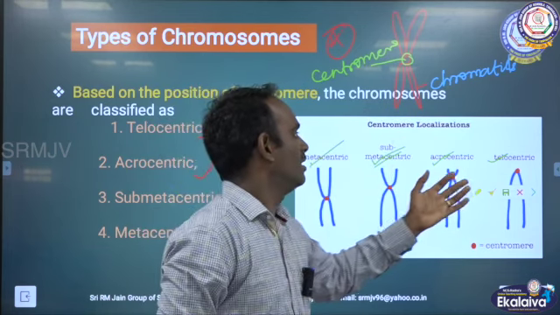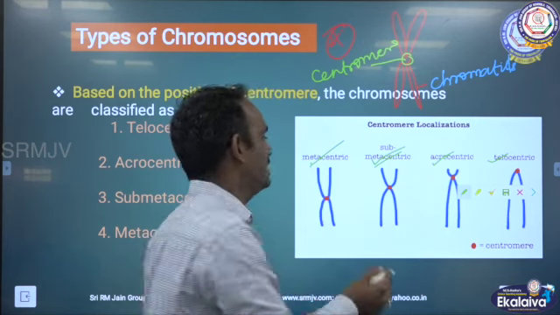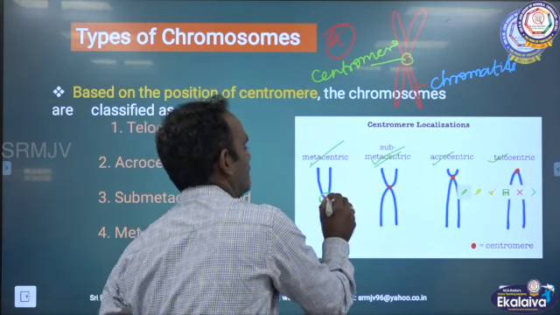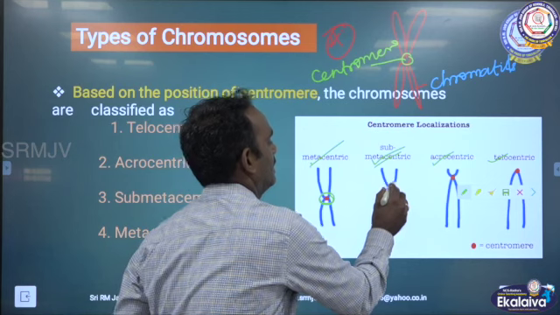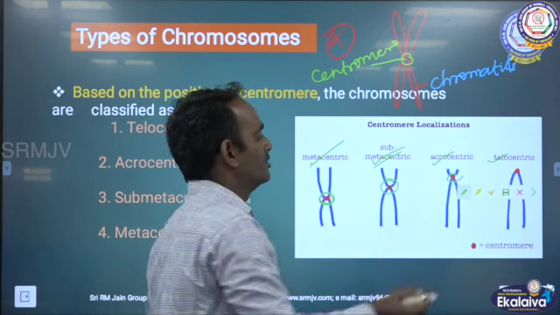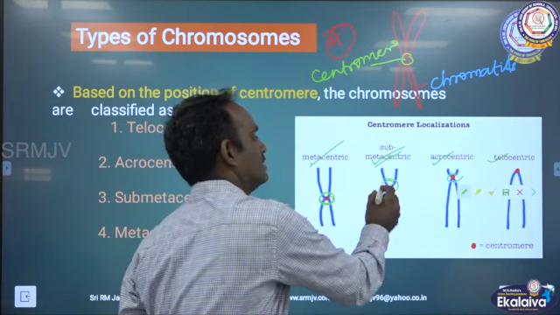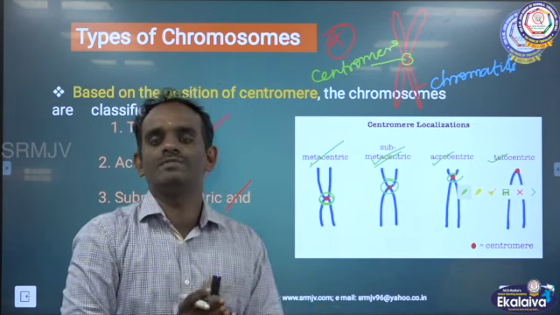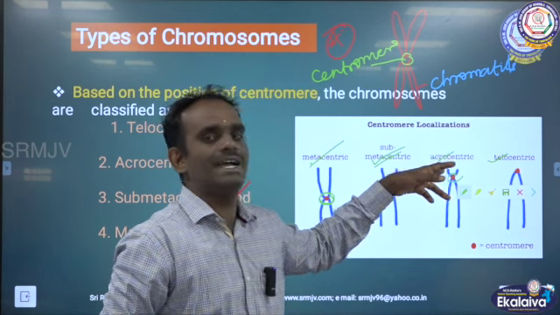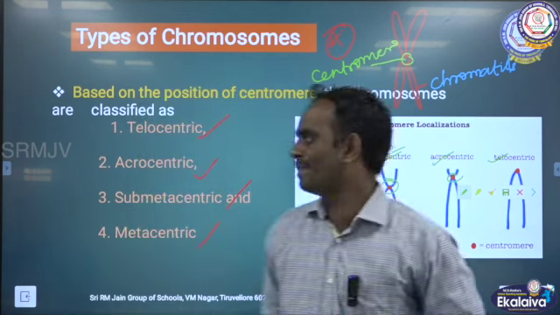Why are these names different? Why are the chromosomes in different shapes? So, based on the position. See the picture here, the centromere is present at the middle. See here, and then the centromere at the top. So, based on the position of centromere, the chromosomes are of 4 types. One is telocentric, second is acrocentric, third is submetacentric, fourth is metacentric. Clear?